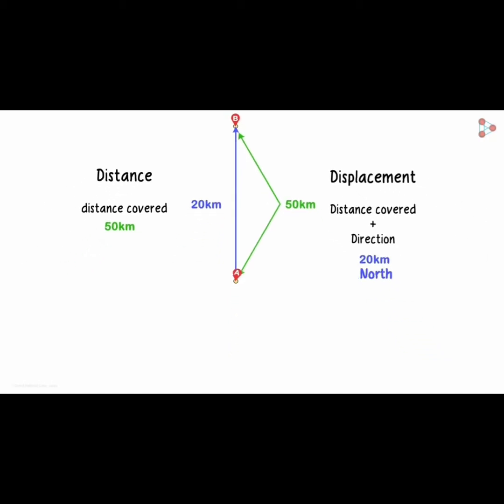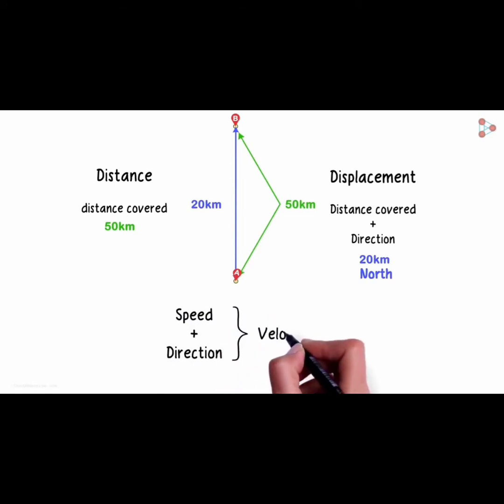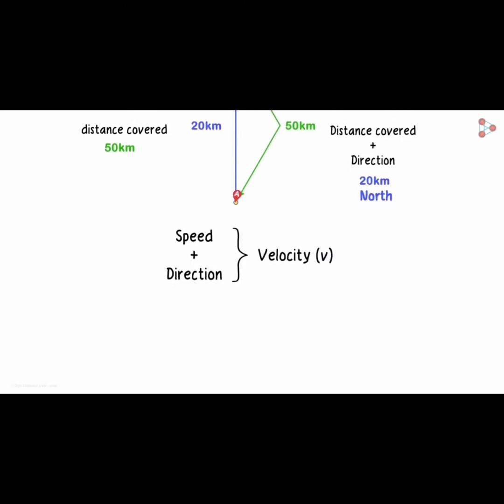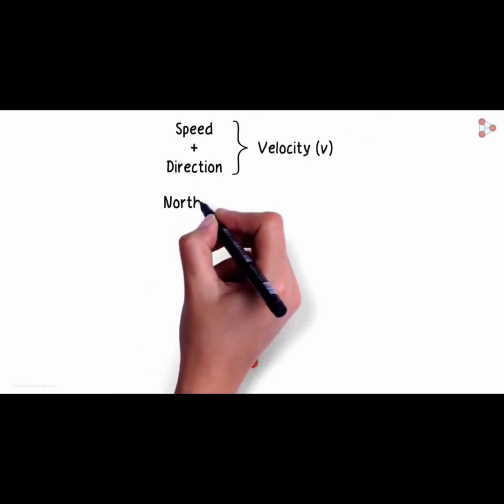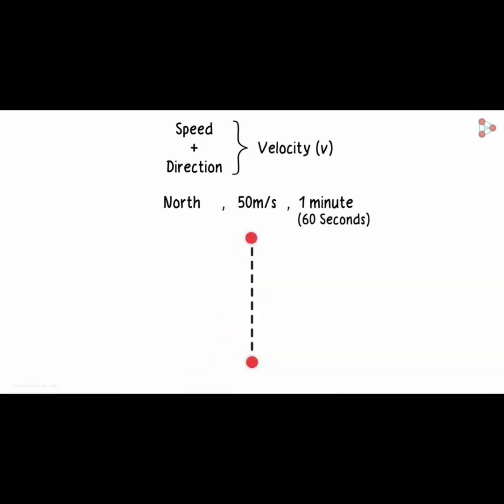Is there anything that tells us the speed along with direction? Yes, it's velocity, which can be written as lowercase v. Let's see how it differs from speed. What if I tell you that I traveled north at a speed of 50 meters per second for 1 minute? Would you be able to tell me where I landed up? Yes, you would know I have covered a total distance of 3,000 meters and landed up at this point.